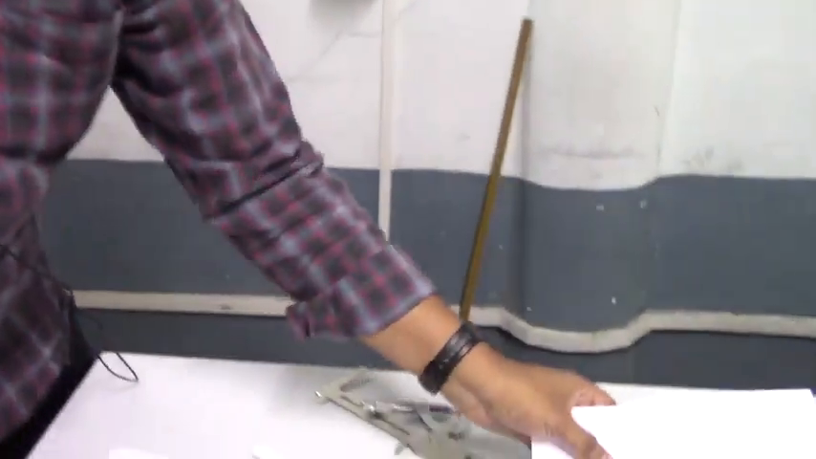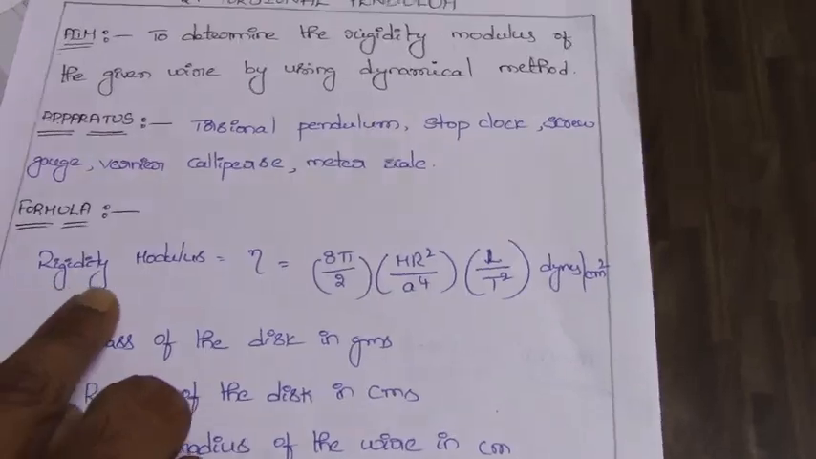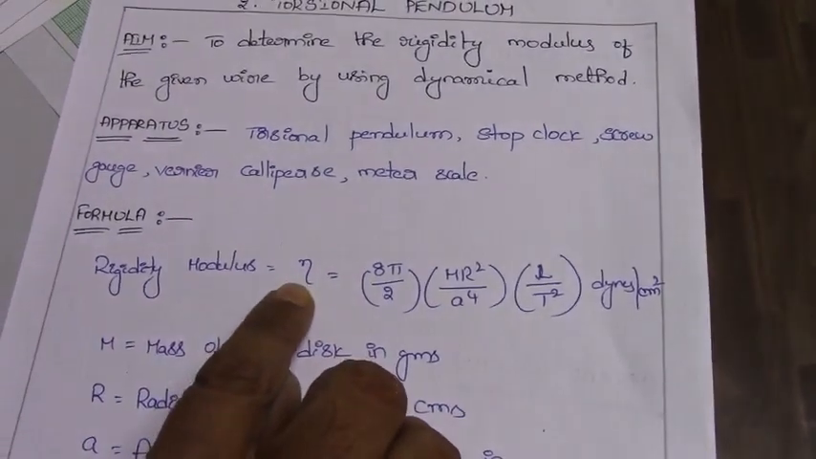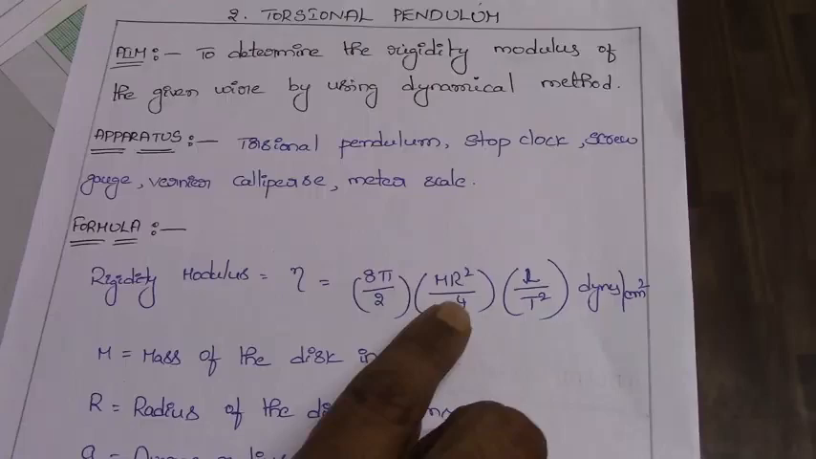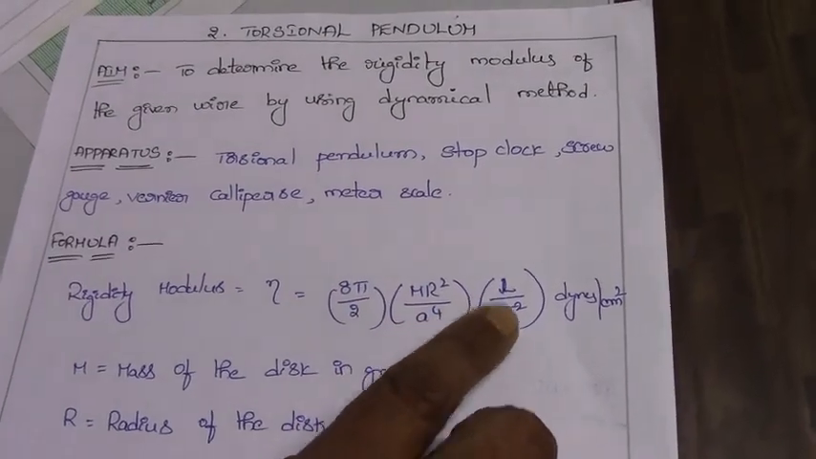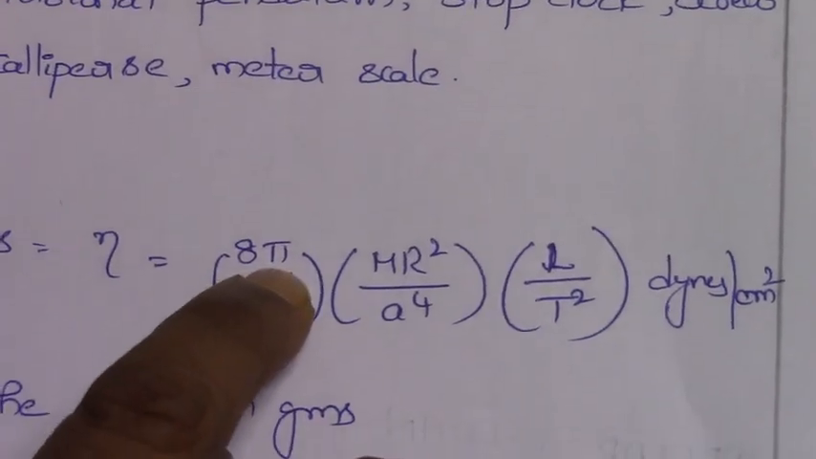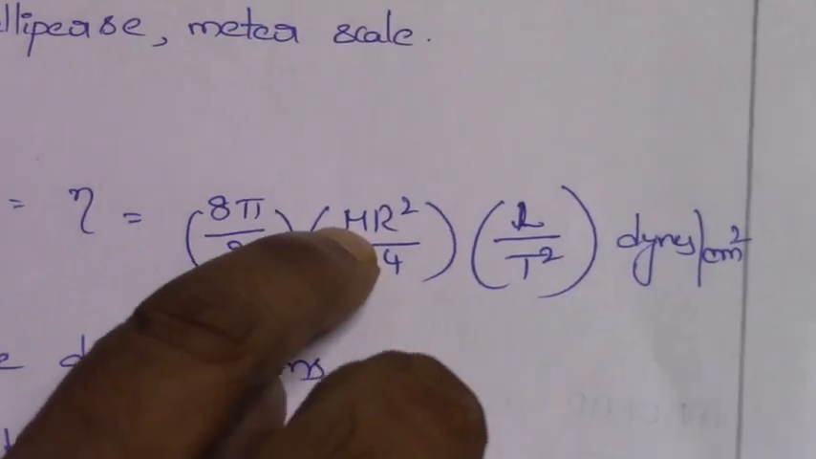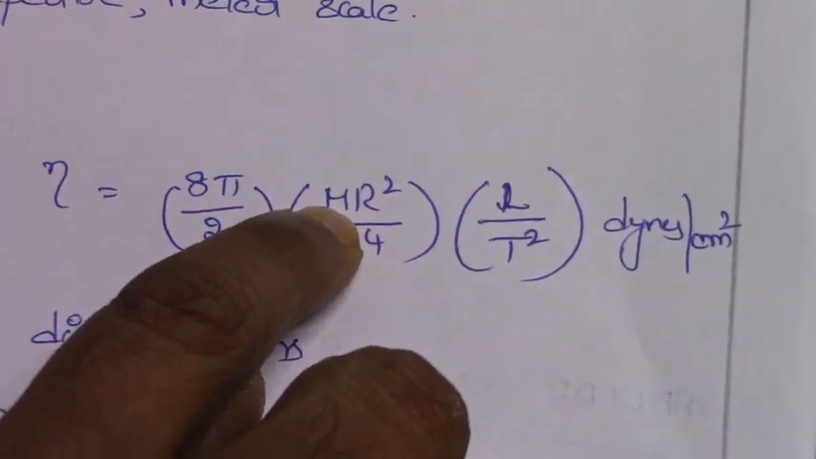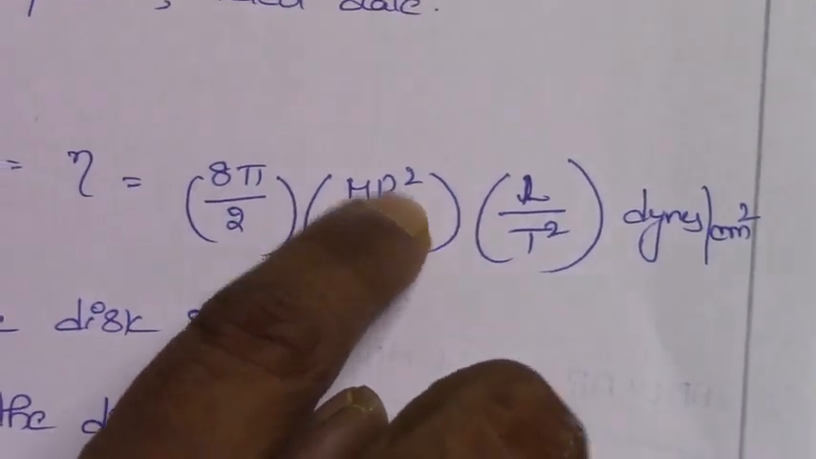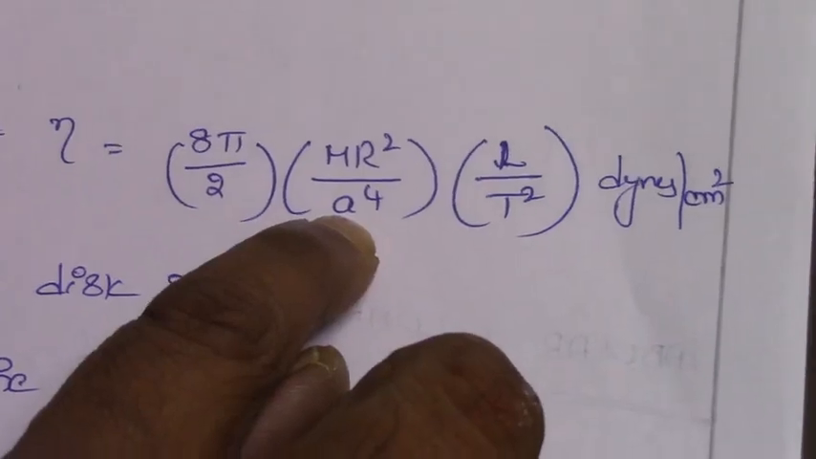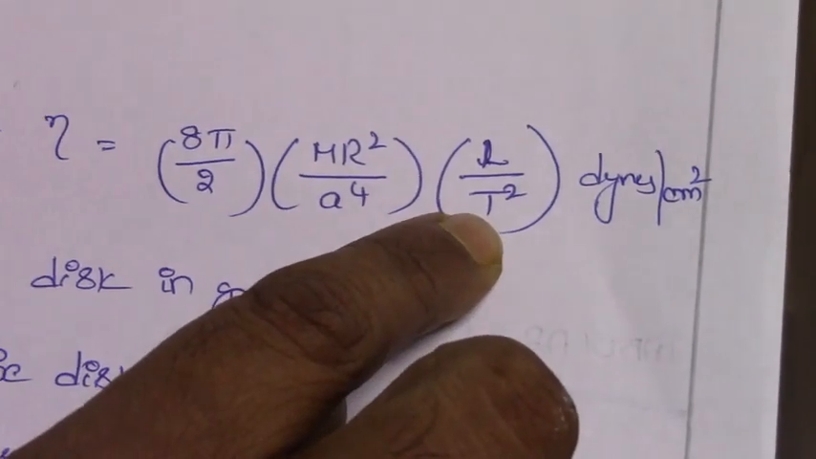First let us see the formula to find the rigidity modulus. You can find the rigidity modulus, denoted with eta, as 8 pi by 2 into m r square by a to the power of 4 into L by T square. Here, students, 8 is constant, pi is constant, its value is 3.14, 2 is also constant. Here m is the mass of the disc, r is the radius of the disc, a is the radius of the wire, and L by T square we can find from the graph.